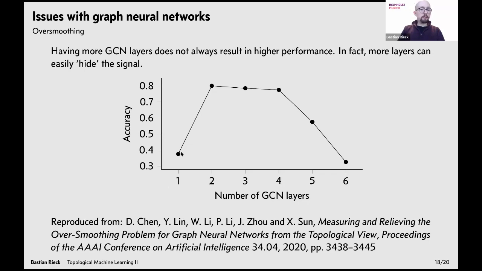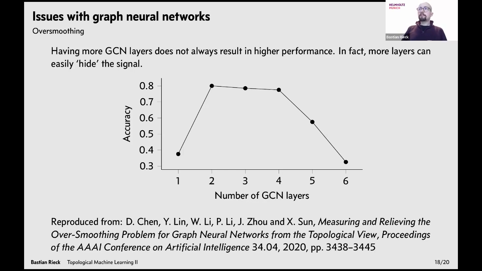So you first have one GCN layer. You have a very bad performance. You add a second one, it goes up to 0.8. Okay, that's great. You add a third one, well, it's still kind of okay. A fourth one, it goes a little bit down even more. You add a fifth one, and then you drop. And with the sixth one, you're back worse than you started.